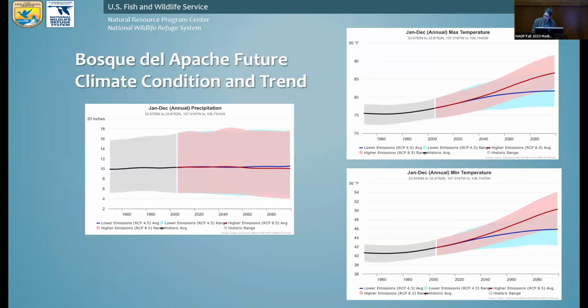And then for the future climate projections, we imported the refuge shapefile into Climate Toolbox to delineate the geographical area of interest, and then we used an ensemble average of 20 climate models and 2 emission scenarios, a high one and a low one, downscaled to a 4-kilometer resolution. Again, maximum and minimum temperature are projected to continue increasing, whereas annual precipitation is not projected to change that much when you look at it this way.